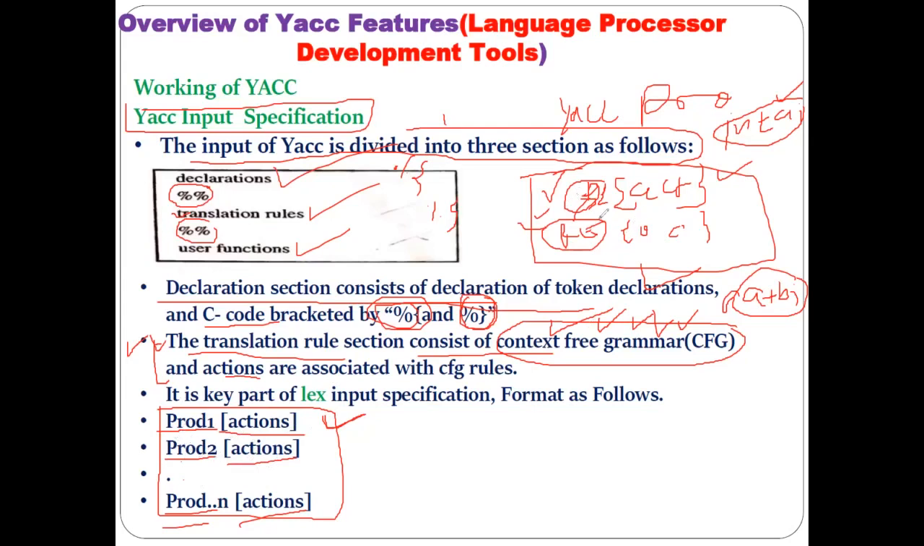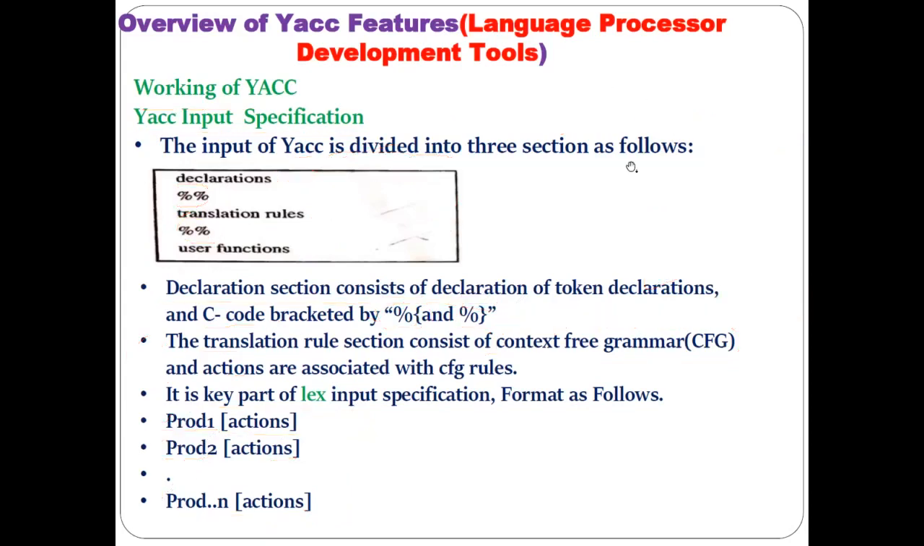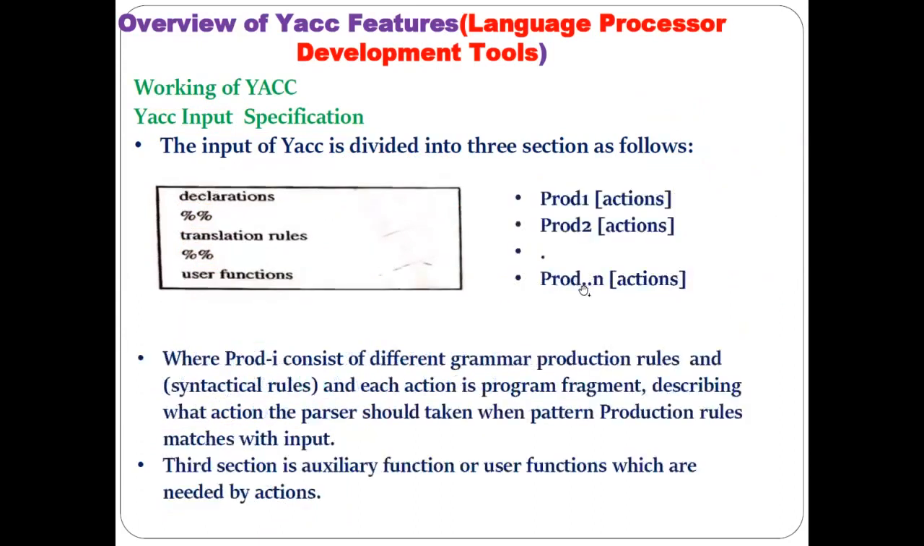Here you are mentioning the patterns, here you are mentioning the production rules. I hope you got the difference between the translation rule section of the Lex specification and the translation rule section of the Yacc specification. So in this way, you have to write these things. So where this production that you are mentioning, this production 1, 2, 3.